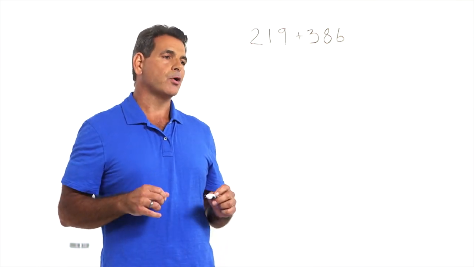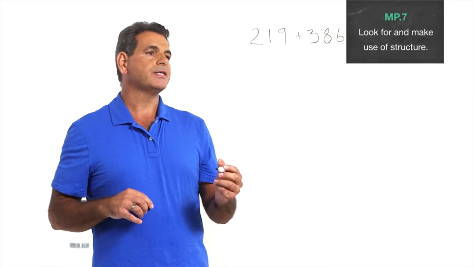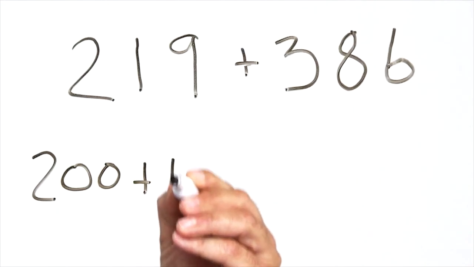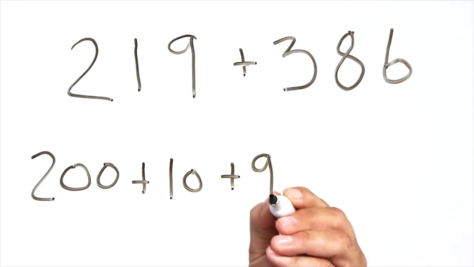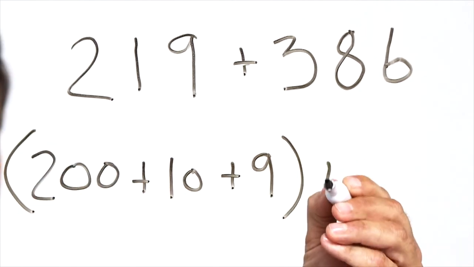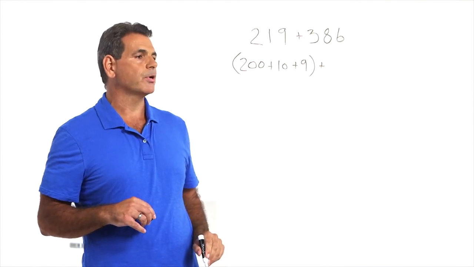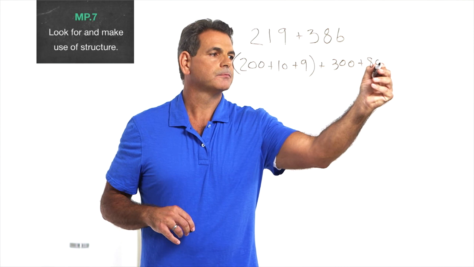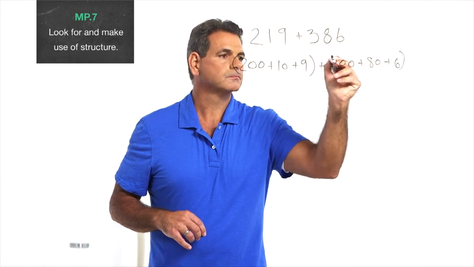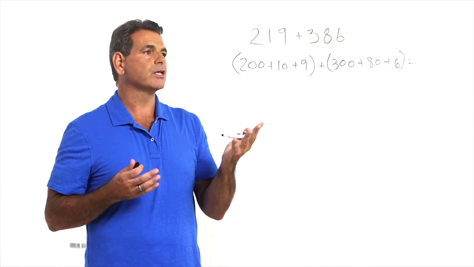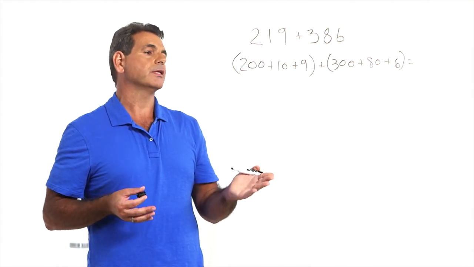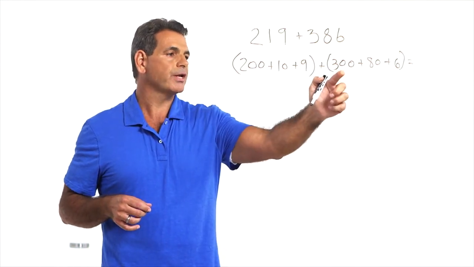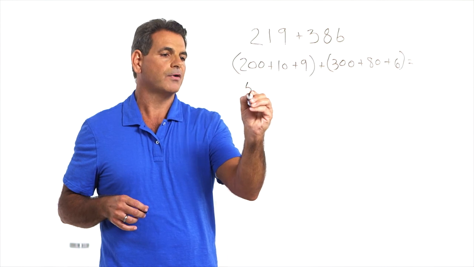Let's look at decomposing as a strategy. 219 can be decomposed into 200 plus 10 plus 9. 386 can be decomposed to 300 plus 80 plus 6. Now, instead of dealing with multi-digit addition, we're really only dealing with single-digit addition in each of the place values. 2 hundreds plus 3 hundreds is going to give you 5 hundreds.